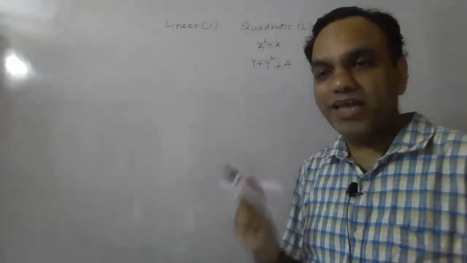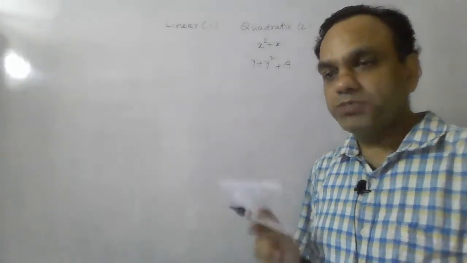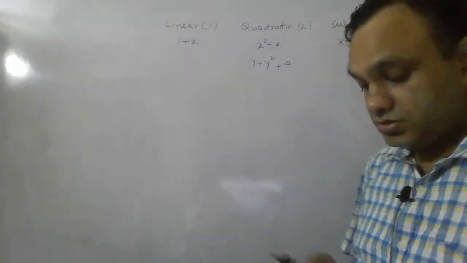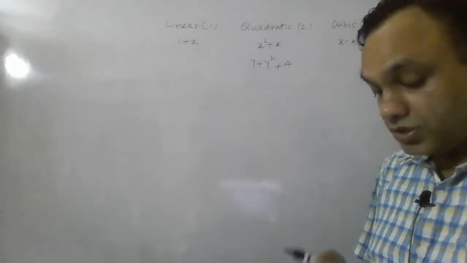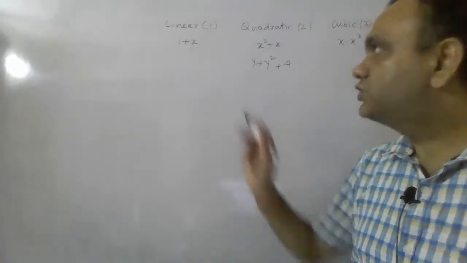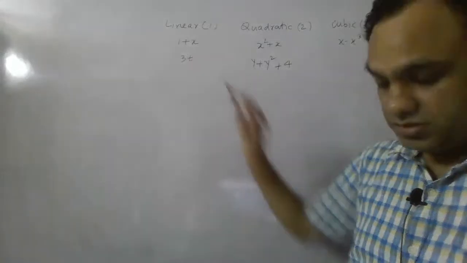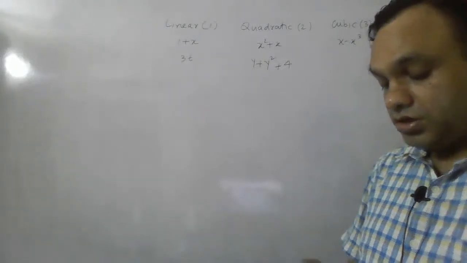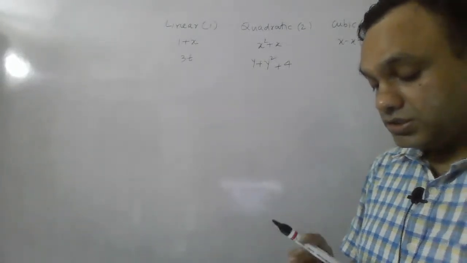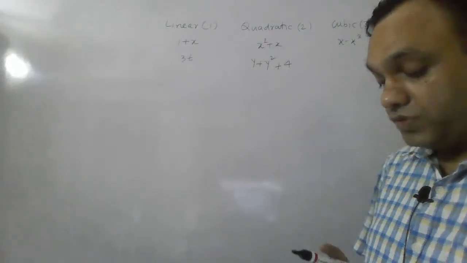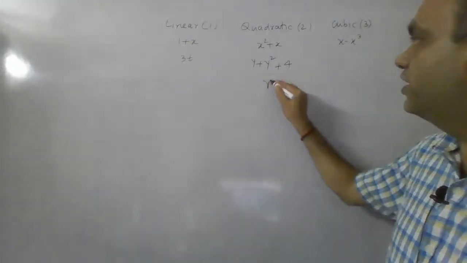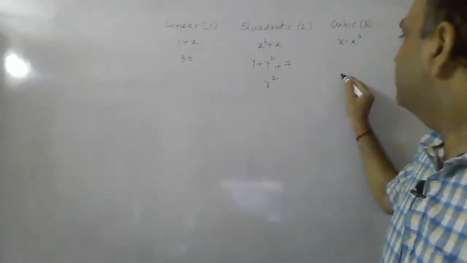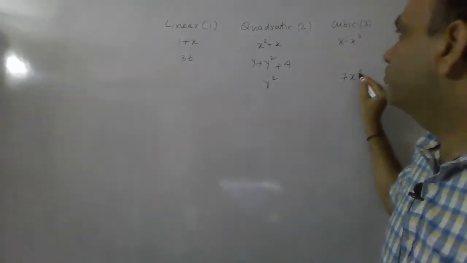Fourth one is 1 plus x. So 1 has power 0, x has power 1. So it is linear. The next one is 3t. So here the power of t is 1. So it is linear. I think it is r square, something written. If it is r square, then it is quadratic. And the last one is 7x cube. So that will be categorized as a cubic polynomial.